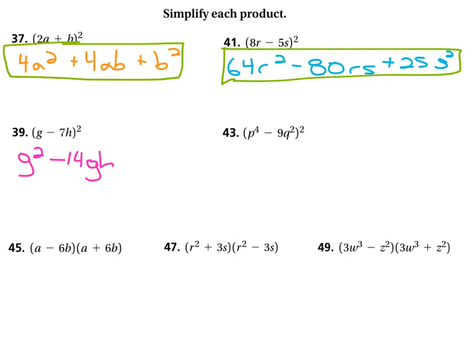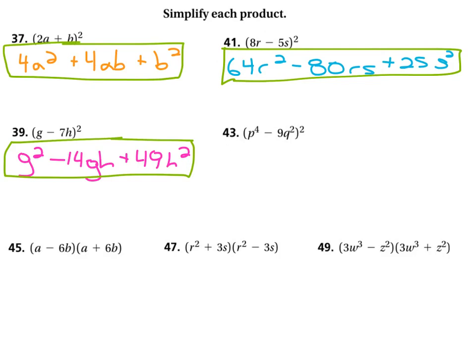And then we square the last term for the final term. So negative 7h times negative 7h, positive 49h squared. That's the answer. This is why these are those special cases, because they all follow the same rules and we can do them quickly. Okay, one more of the squaring the binomial.